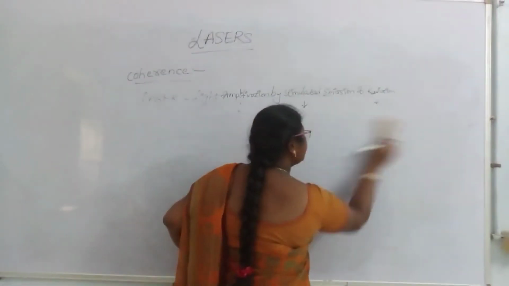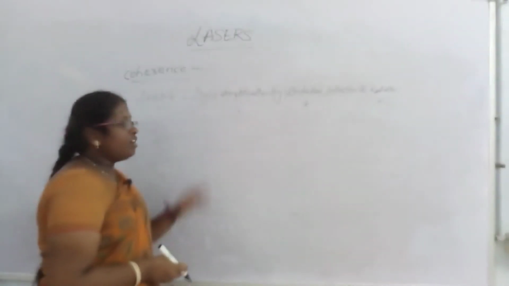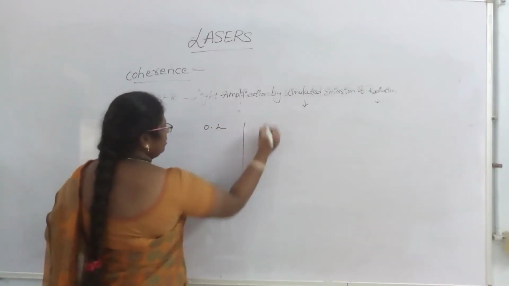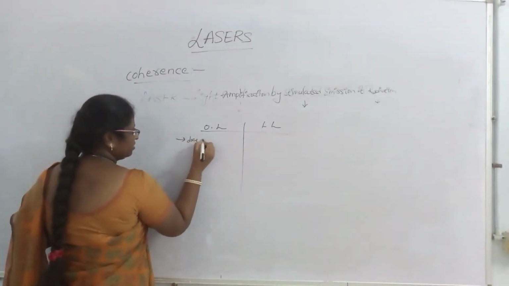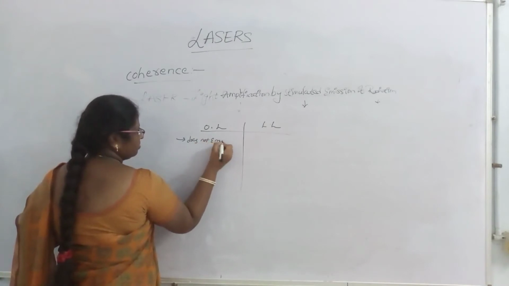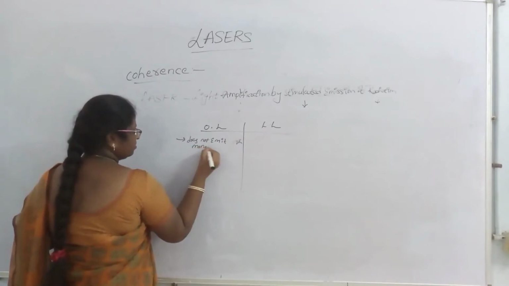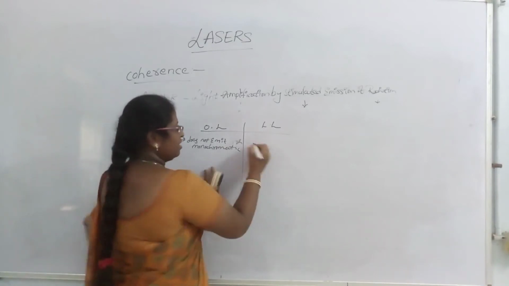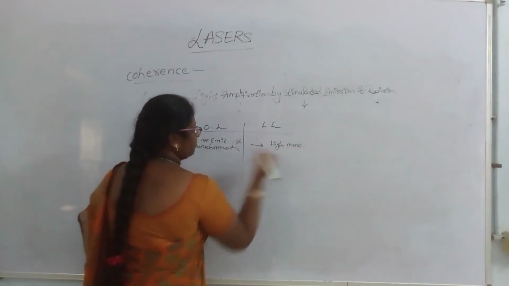What is the difference between ordinary light and laser light? Why don't we use ordinary light in industries? The ordinary light does not emit monochromatic light. Laser light emits highly monochromatic light.